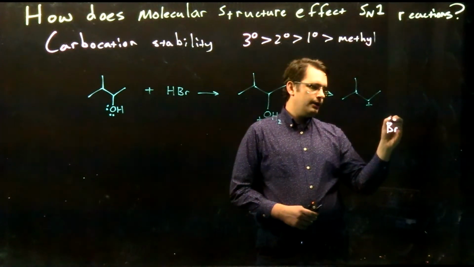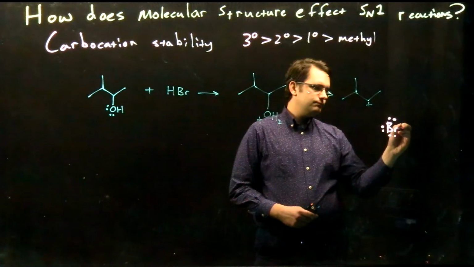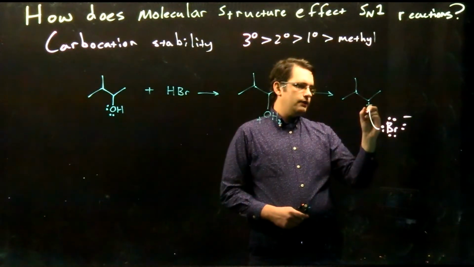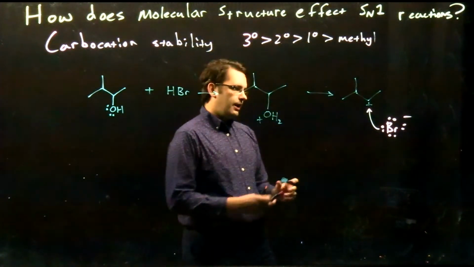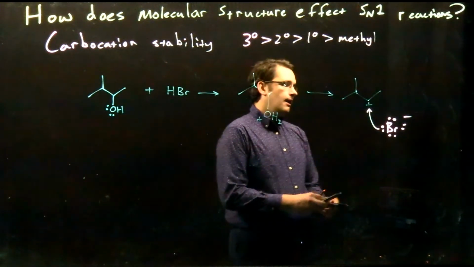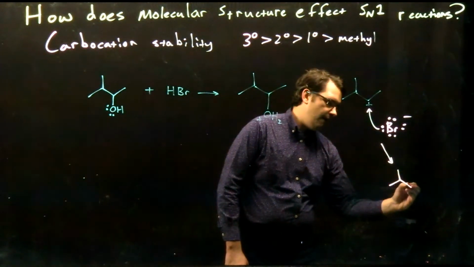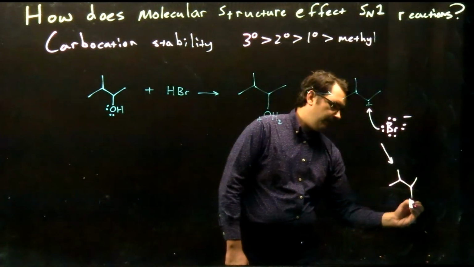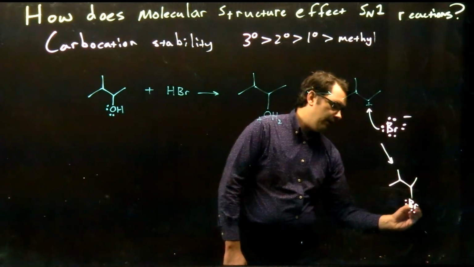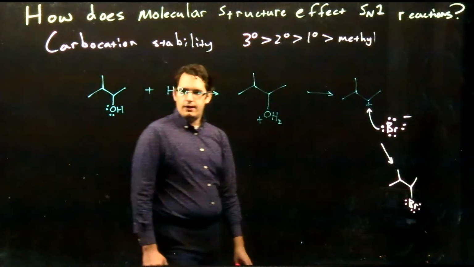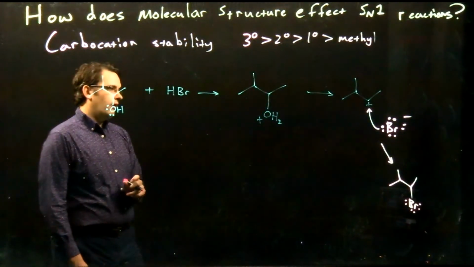So our bromide ion comes in and attacks that positively charged carbocation, and we would normally expect that this would be our product here, right? So our bromine substituted exactly where our alcohol was originally.